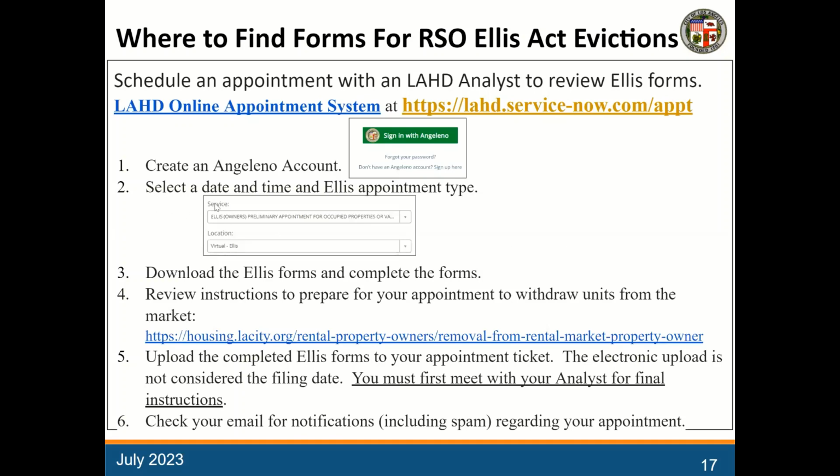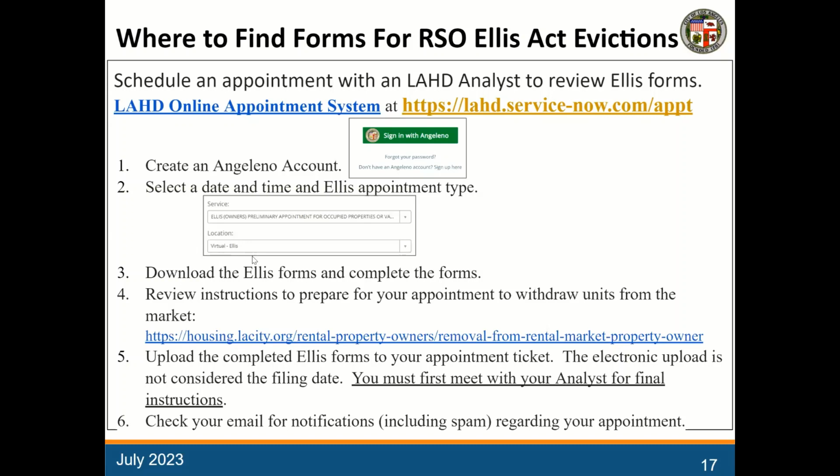Once you're on the appointment system, you will be able to select a date, time, and the appointment type. For Ellis, you see an example on your screen. The service is Ellis for owners, preliminary appointment for occupied properties. And the location, these are virtual appointments. They're not in-person appointments, but you will be talking to your analyst and going over the forms with your analyst. And if there's a special need for an in-person appointment, it is possible to arrange one, although most people seem to prefer the virtual option.